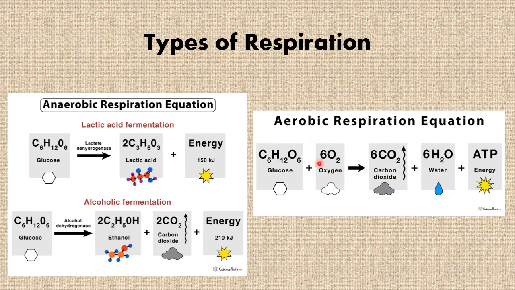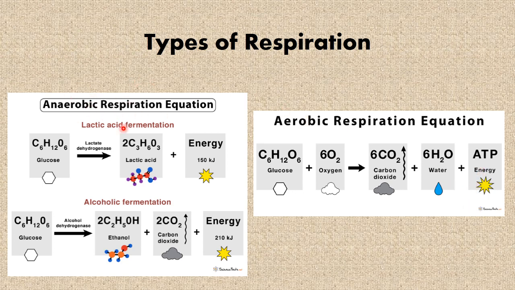The oxygen that is used in aerobic respiration is gotten from the process of breathing in, while the carbon dioxide and water vapor are released out of the body through breathing out or the process of exhalation. So this is aerobic respiration, the breakdown of glucose in the presence of oxygen to produce carbon dioxide, water vapor, and energy in the form of ATP, which is adenosine triphosphate, which the cell needs to carry out the cellular activity.